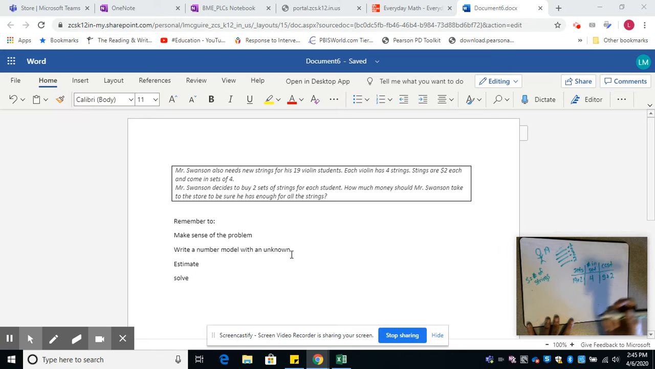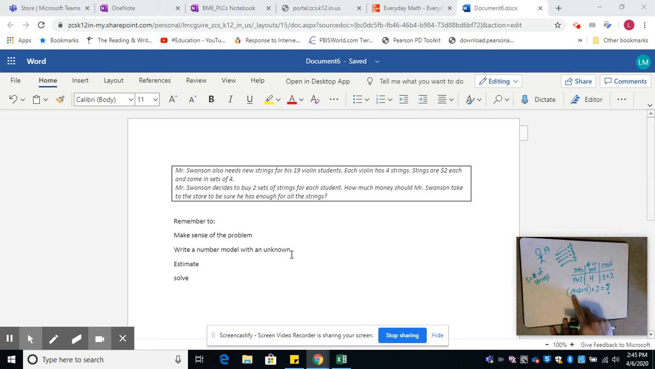I'm going to write a number model with an unknown. There's my total number of strings. And put this idea in parentheses, and then I'll multiply times 2 at the end. And that's my unknown. Okay, so my next step is to do an estimate.